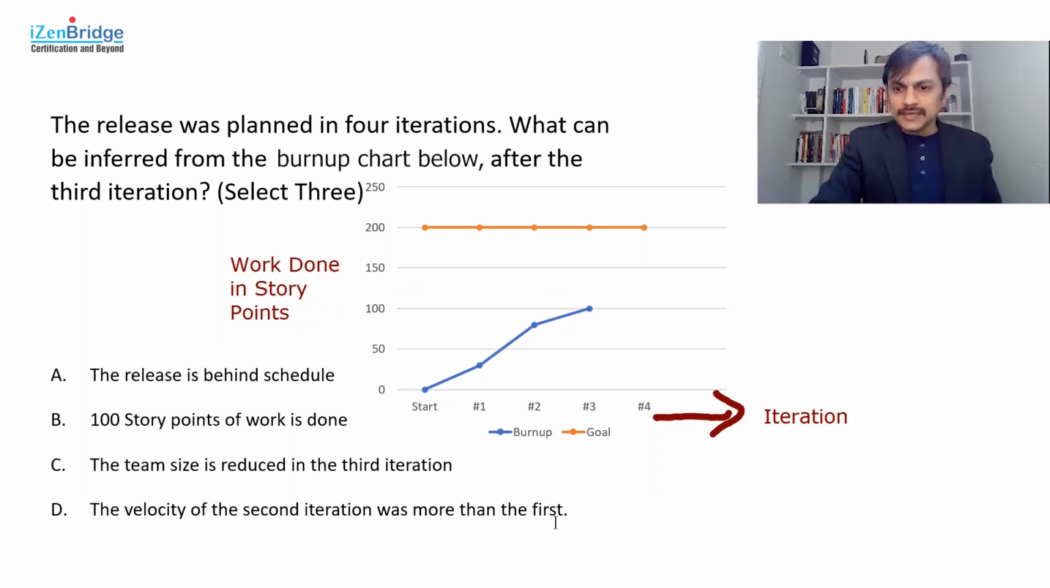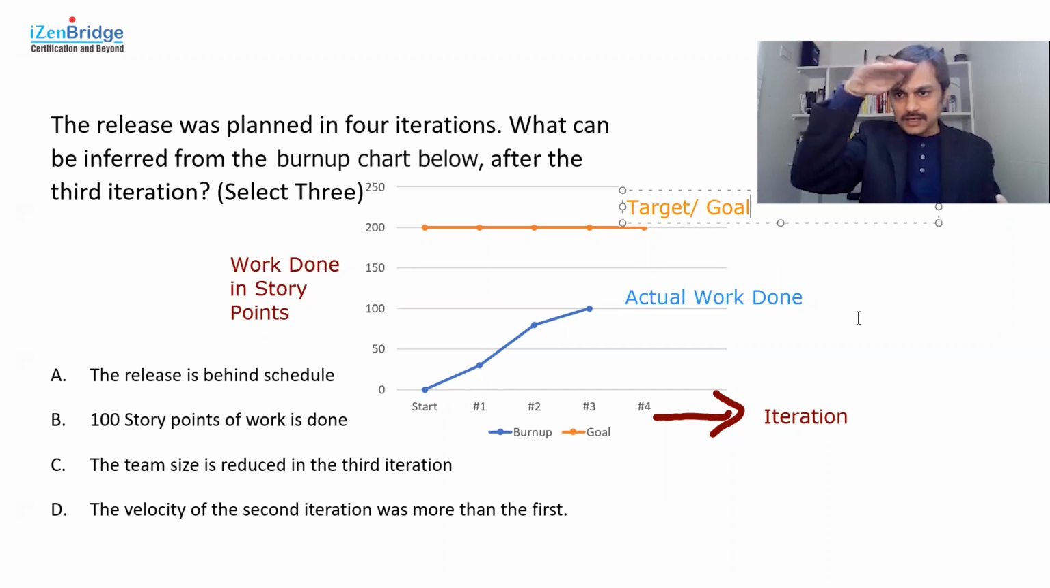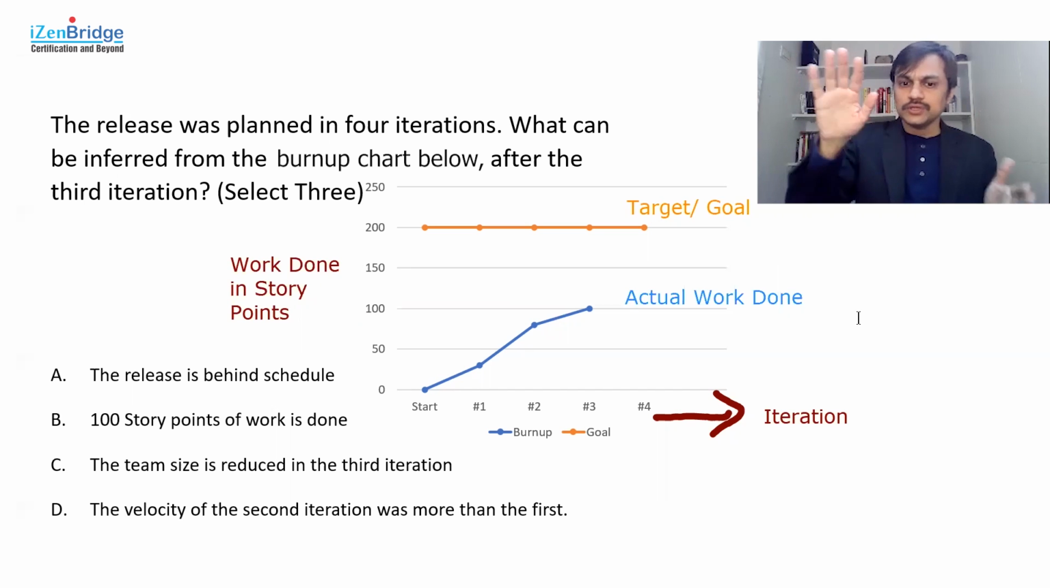I can say that the blue line in this particular case is showing my actual progress, the burn up. So actual work done is shown by this line, whereas the orange line is showing me the target. It is showing me where I should go, what is my overall goal. Ultimately, I need to reach this level. This is the goal post which I have. Again, this actual work done is also plotted in story points because the y-axis is story point and the target goal is also in story points. So I understand this burn up chart now.